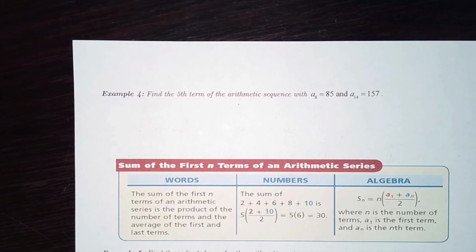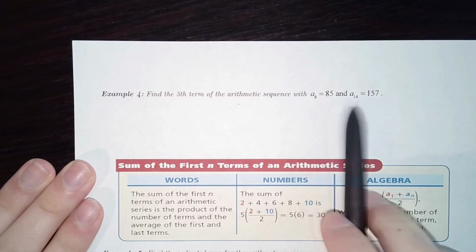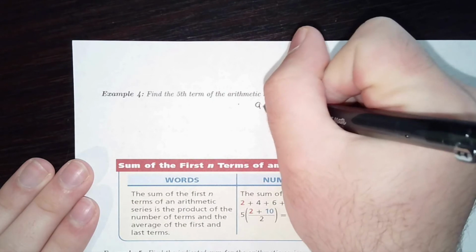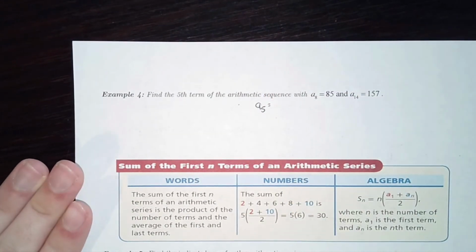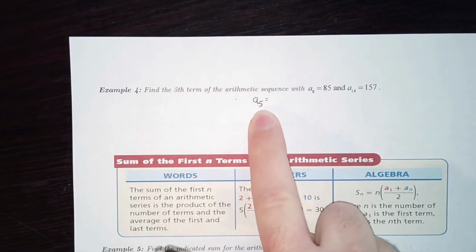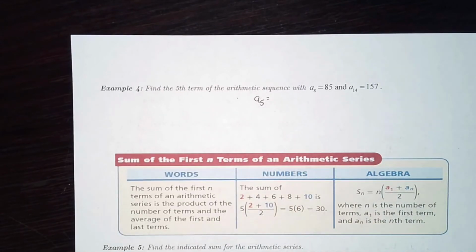The problem is they're giving me 2 terms, a sub 8 and a sub 14. In order to find the 5th term, a sub 5, I need to know 3 things. I need to know the first term. I need to know the term number I'm trying to find, which I already have as the 5. And I need to know the difference. I don't know the first term, and I don't know the difference. So I have too many missing pieces.